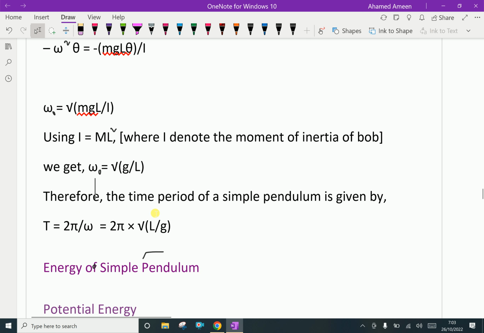Therefore, you can say the time period of a simple pendulum is given by T equals, we know that T equals 2 pi by omega, where omega is angular velocity. Then we can say 2 pi into the division of g by L, then L by g, that is the reciprocal. So we have T equals 2 pi by omega, which is equal to 2 pi root of L by g. It is the formula for the time period of a simple pendulum.